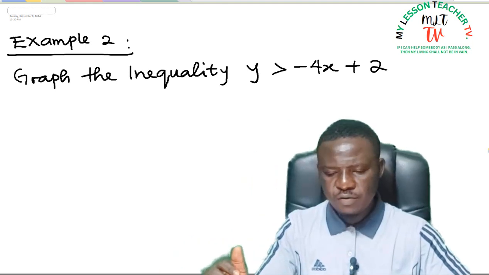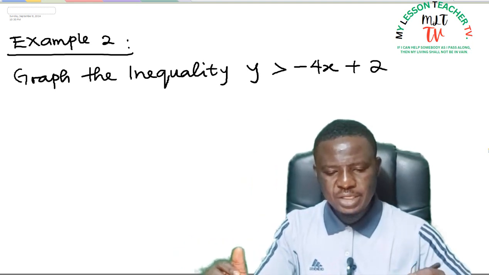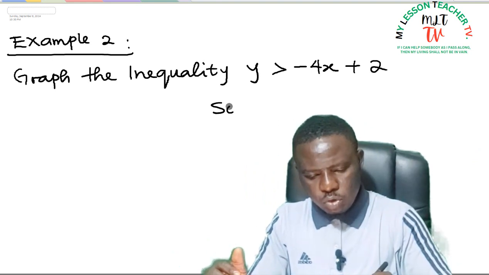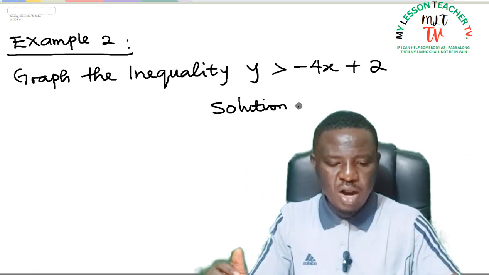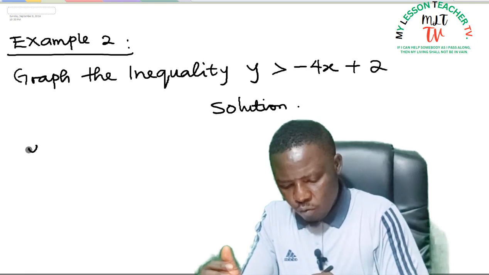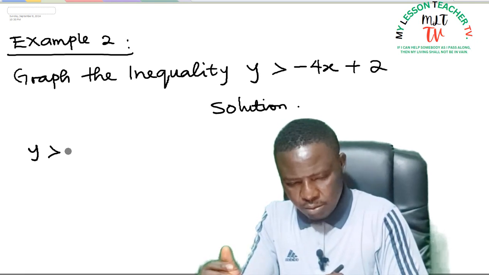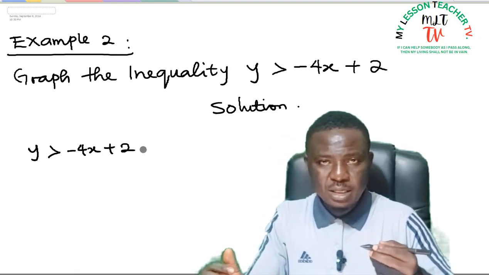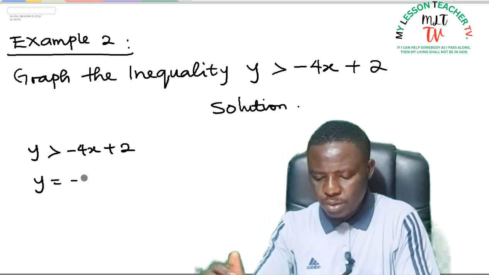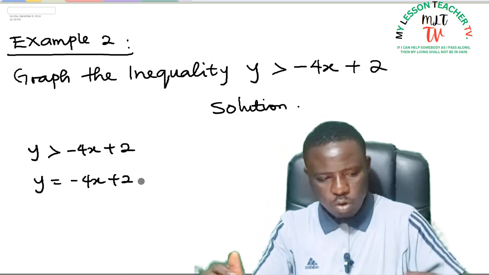Example 2 says we should graph the inequality y is greater than minus 4x plus 2. So what we are going to do is first sketch the graph of y is equal to minus 4x plus 2. If you have the graph y is greater than minus 4x plus 2, for us to get the y and x intercepts, we are going to find the graph of y is equal to minus 4x plus 2.